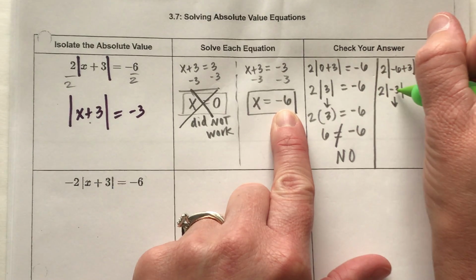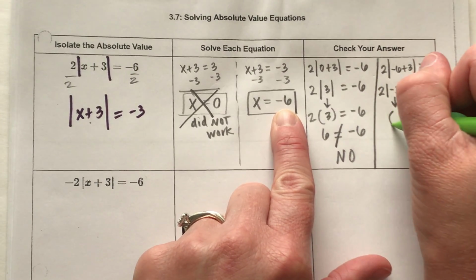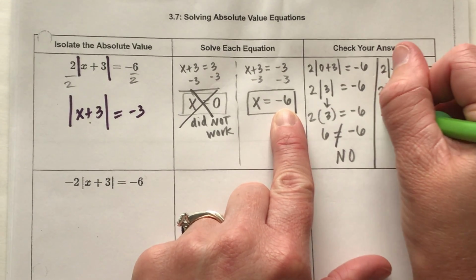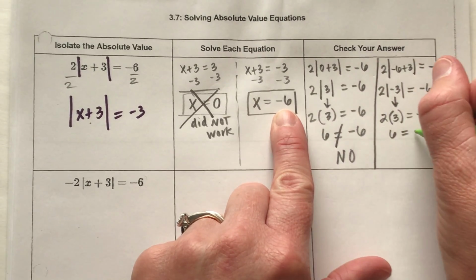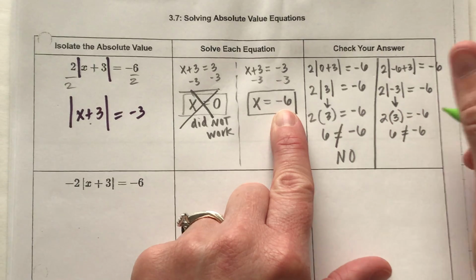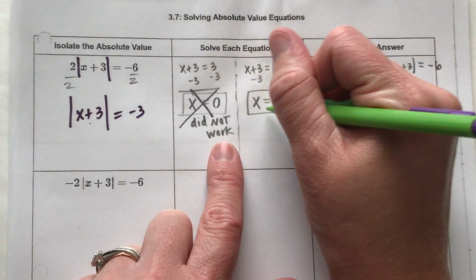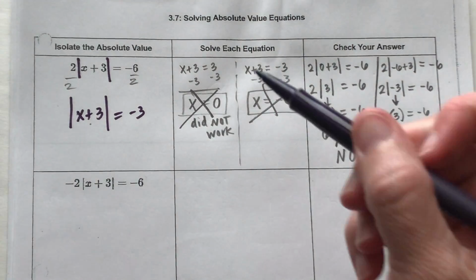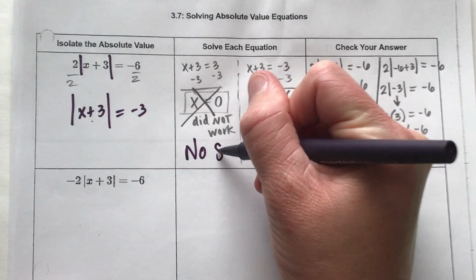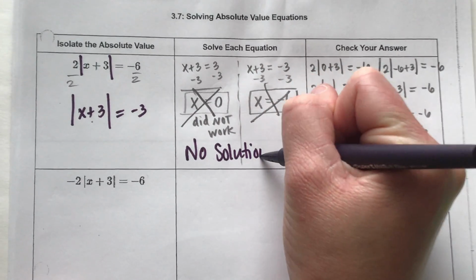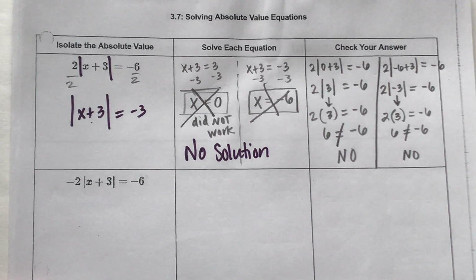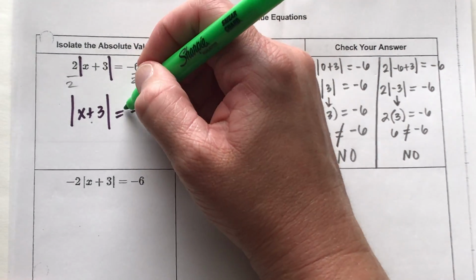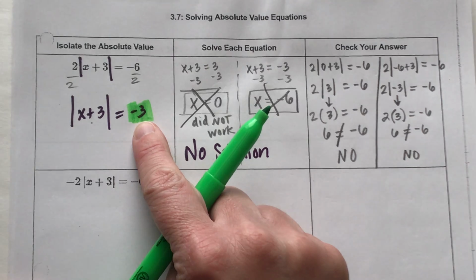Well, the absolute value, whether you have positive or negative, always pops out a positive. So is 2 times 3 equal to negative 6? Well, no. Positive 6 is not the same as negative 6. So this one didn't work either, which means we have no solution. And honestly, here's why. I hope you're not surprised. But the problem is, when you do absolute value, you can never get a negative.